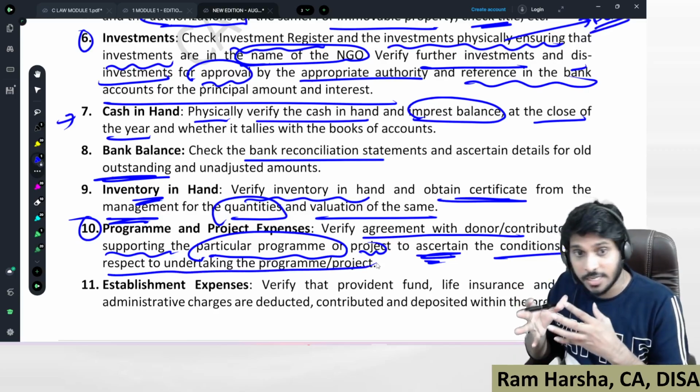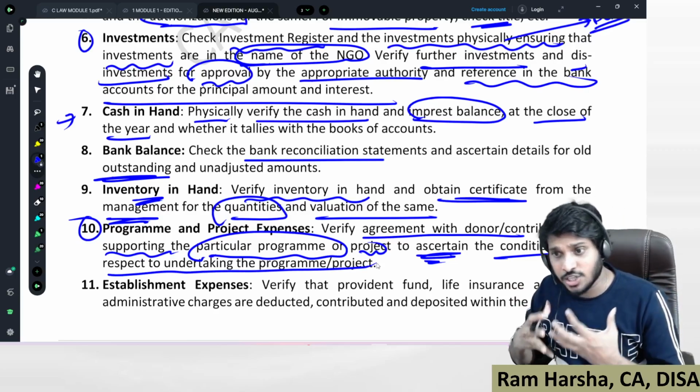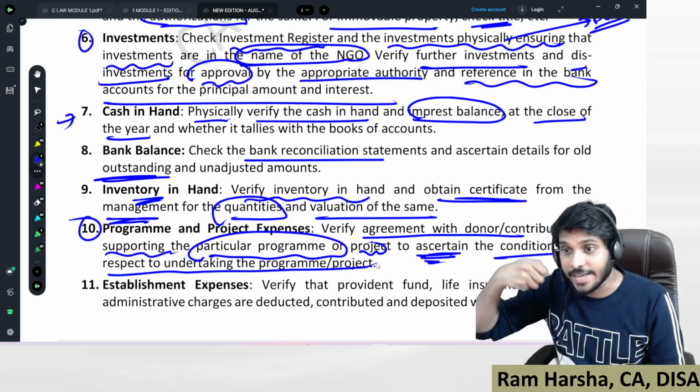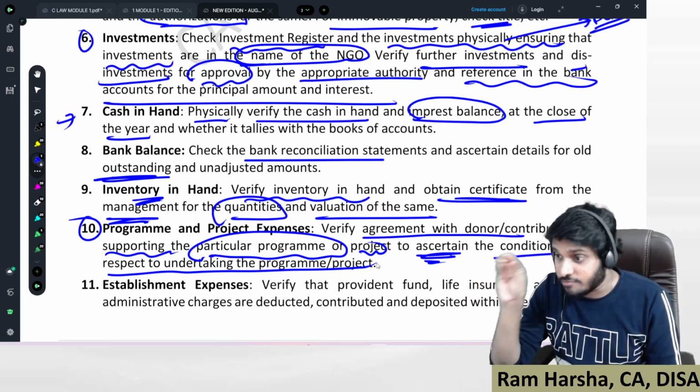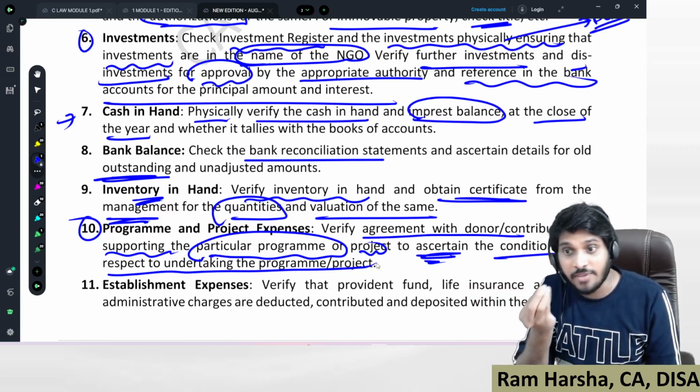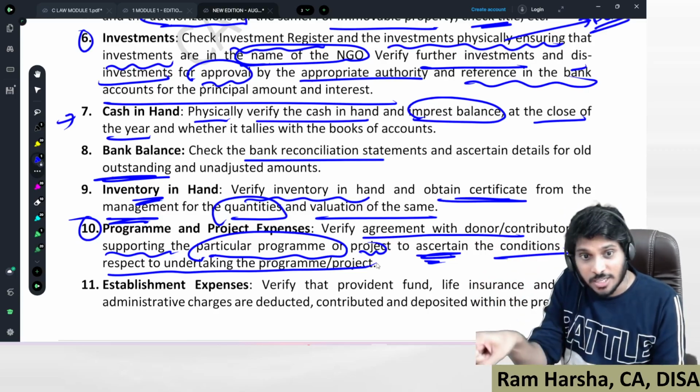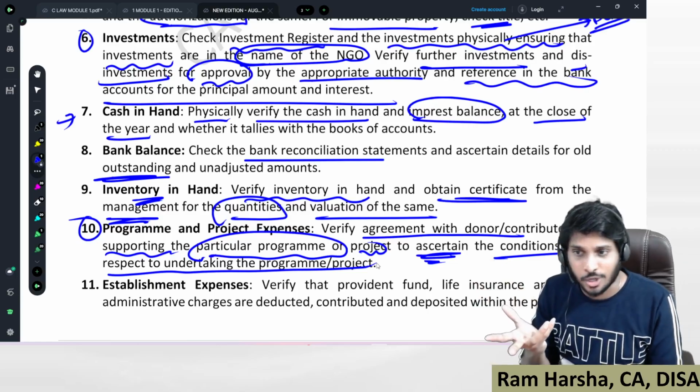So whenever this NGO is incurring expenditure on a program, suppose they spent 10 lakhs on a particular program, from where was the 10 lakhs spent? Sir, we got a donation for that program. Okay, look at the donor agreements. Check it out.